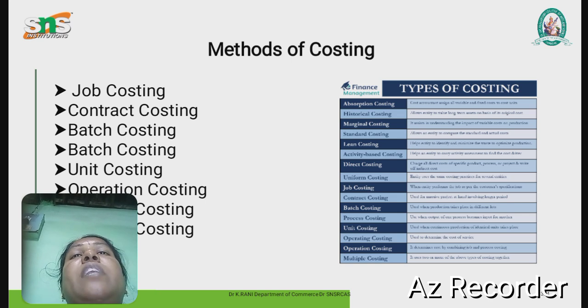Variable costing. Variable costing, also known as direct costing, considers only variable cost as product cost, while fixed costs are treated as period expenses.